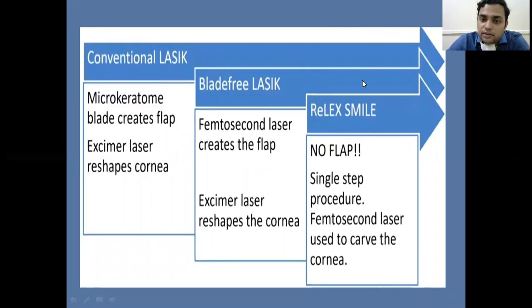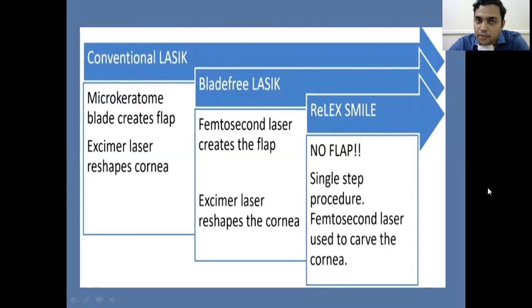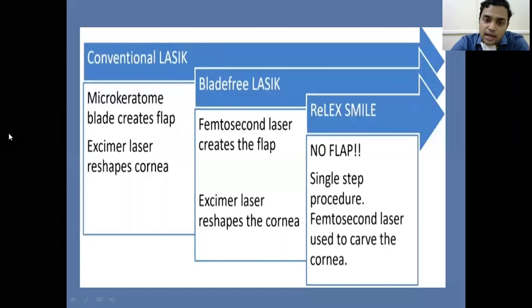Then we advanced to the latest technology called ReLEx or SMILE. Here we are not creating any flap. It is a single step procedure. With the help of femtosecond laser, we give a small incision. We enter into the corneal layers and remove the small part that we call a lenticule. So this is the advancement of LASIK surgery in the past 10 years.